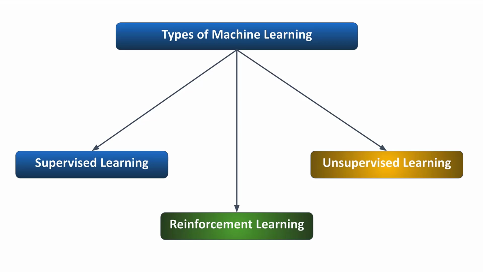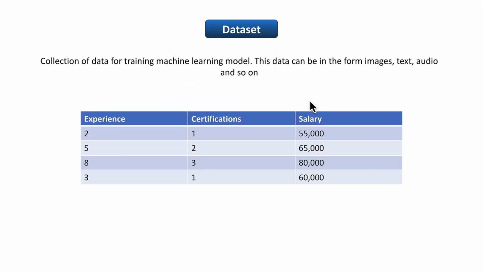There are three main types of machine learning: supervised machine learning, unsupervised machine learning and reinforcement learning. We will cover the basic introduction of all these three, but before that we need to look at a few machine learning terminologies which will help us understand these types better. And the first term is dataset.